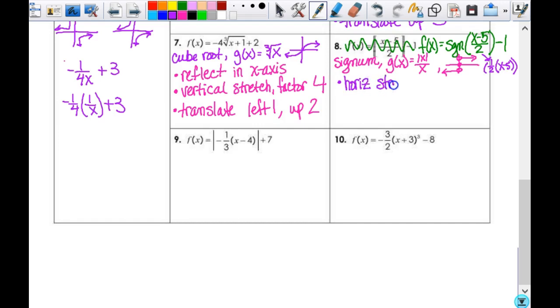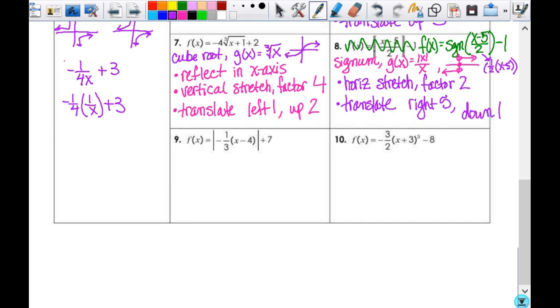Stretch. Good. A horizontal stretch. And the factor is what? 2. And the factor is 2. It's the reciprocal. Then I have subtractions. So then I'm going to translate. The 5 tells me what? Right 5. And then 1 is down 1.